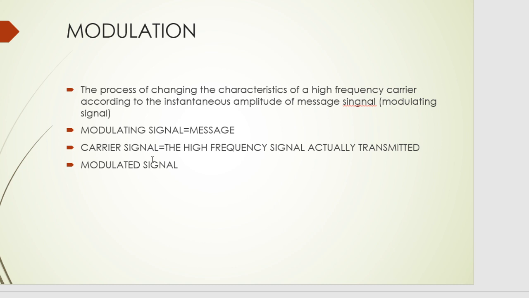For television application as well, for all these channels, a particular carrier frequency is allocated and the channel will be transmitting on that particular carrier frequency. So it is actually the carrier which is carrying the message from the transmitter end to the receiver end. I hope you understood. The modulated signal is the carrier after modulation.